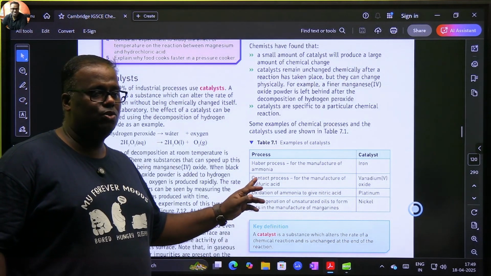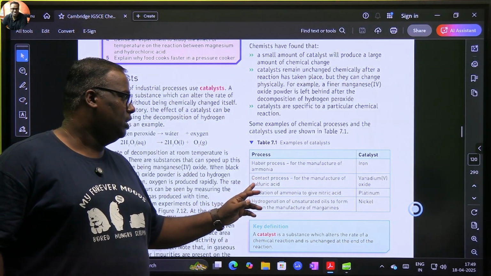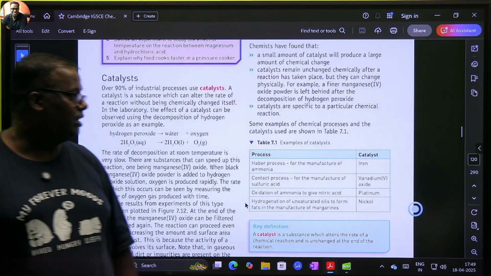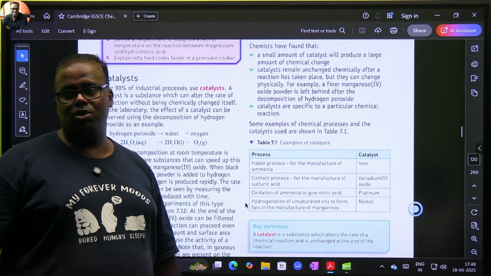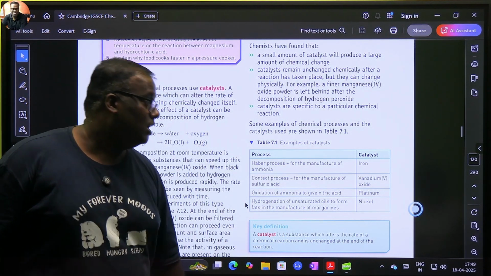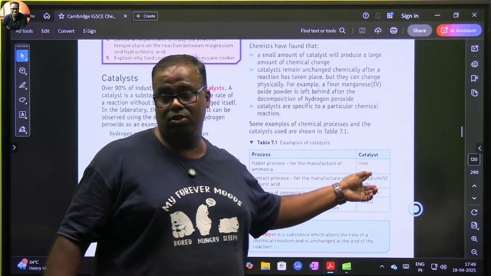Contact process also we will study as a part of our curriculum. This is for the manufacture of sulfuric acid. Here the catalyst that is used is vanadium oxide. Vanadium is in its 5th oxidation state, vanadium 5 oxide. These two should be down your throat. You cannot forget these two.